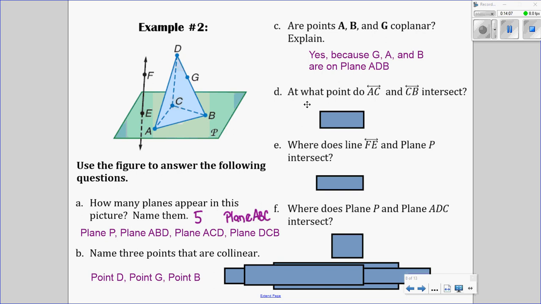Next one. At what point do line AC and line CB intersect? So we have AC, and then we have CB. They meet at point C.